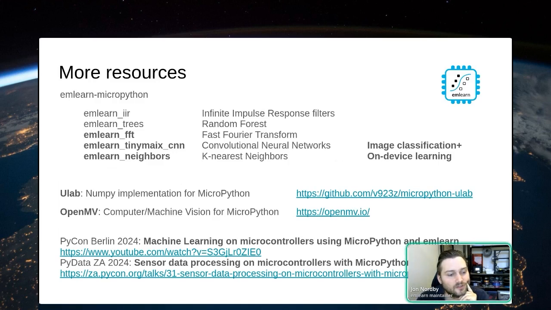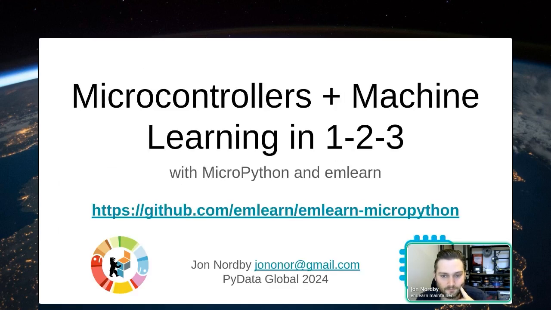And also some shout out to other tools that are useful in this space. ulab is a NumPy implementation for MicroPython, quite full-featured, very powerful. And OpenMV is a kind of implementation of OpenCV, a computer vision and machine vision library for MicroPython. And I've also done a couple of other presentations that have a little bit more information about this topic.